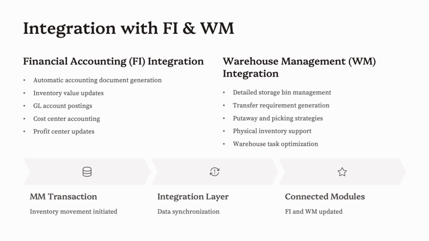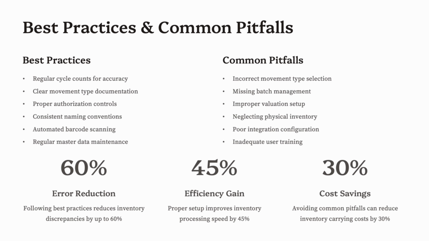Section 6. Best practices and common pitfalls. Proper configuration and disciplined execution prevent many inventory headaches. 6.1 Best practices. 1. Standardize movement types. Define clear guidelines: use 101 only for PO receipts, 201 for cost center issues, etc. Document in your process playbook.